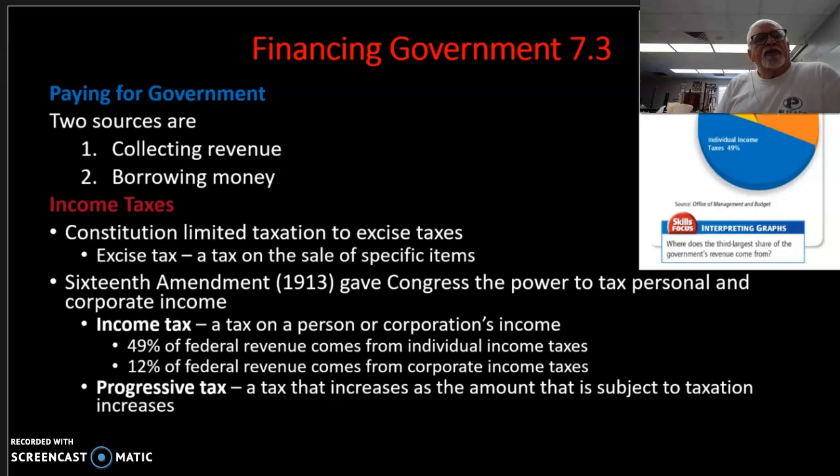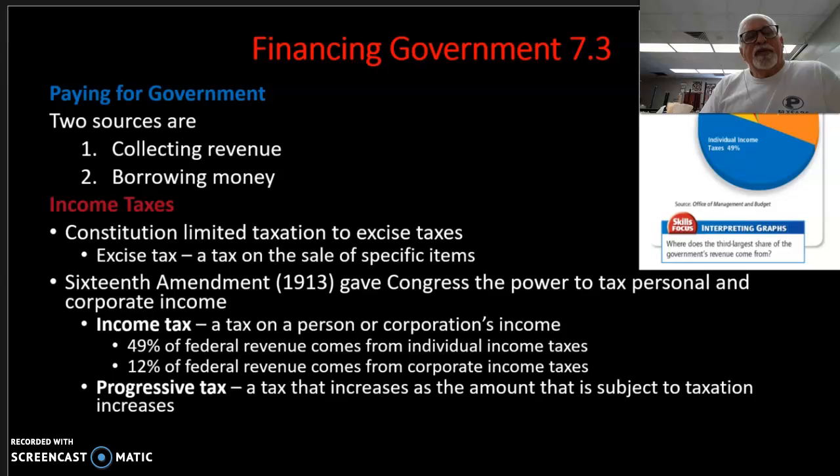So how does the government pay for what it does? Well, there are two sources of revenue for the government. One is they collect revenue from taxes, various types of taxes we'll look at, and then they can also borrow money. The problem with borrowing money, as you well know, is that eventually you have to pay it back. So let's look at, first of all, the source of income: collecting revenue. Income taxes, you've heard of them, and maybe you have participated by having some taxes taken out of your paycheck.